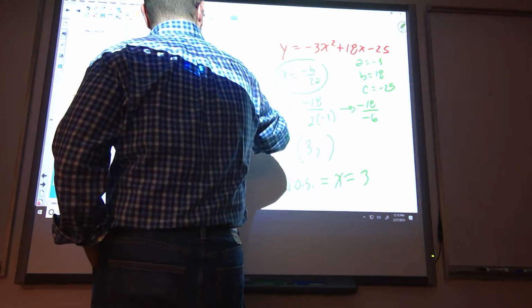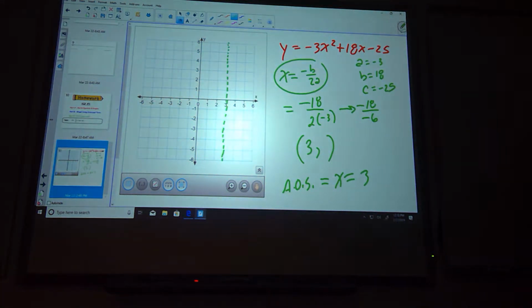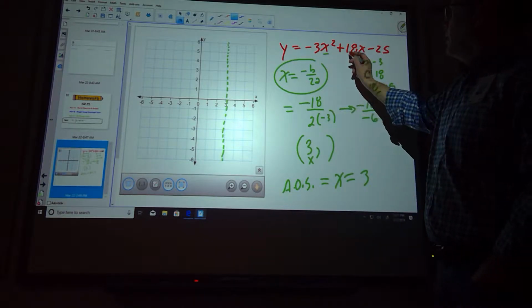So that's my axis of symmetry. Remember, that's the vertical line that I can fold over my parabola on. My vertex will always fall on the axis of symmetry. How do I figure out the y value of my problem? What should I do with that 3? Plug it in. Okay. This is an x value, right?